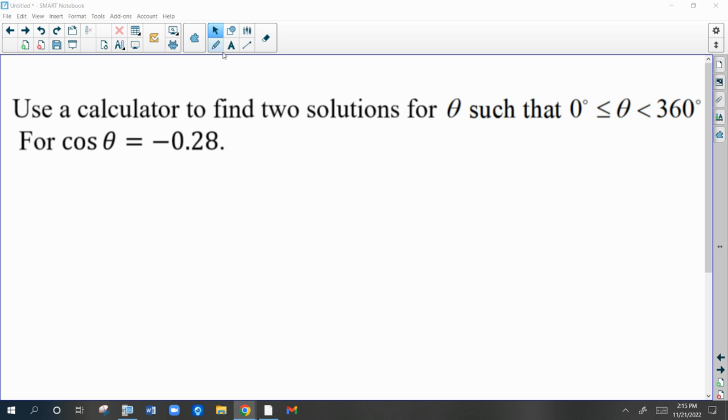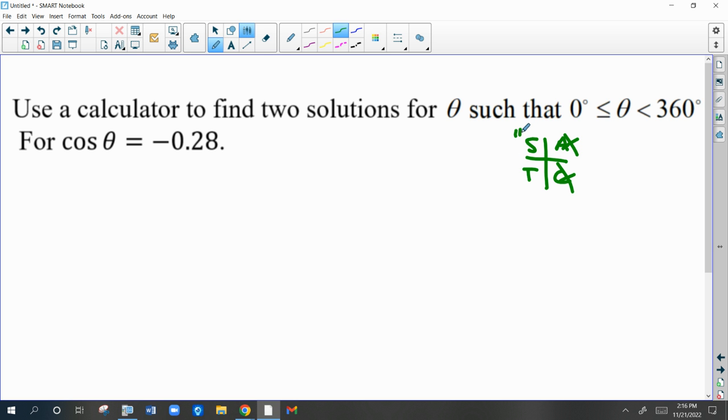So one thing I always like to think of is, where is this happening? Where is cosine negative? So the first thing I'm going to think about is my All-Star Trig class. And cosine is positive here and here. So I know I'm going to be in quadrant 2 and quadrant 3. That explains why I'm going to get two solutions. So that's just something to keep in mind right now.